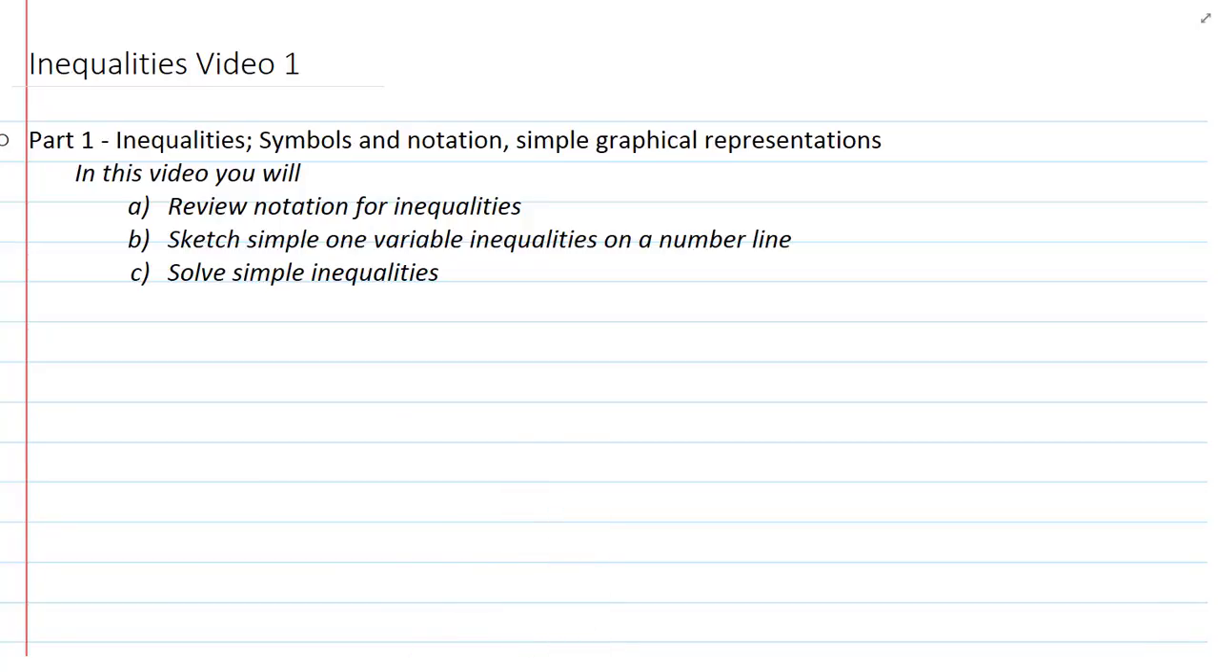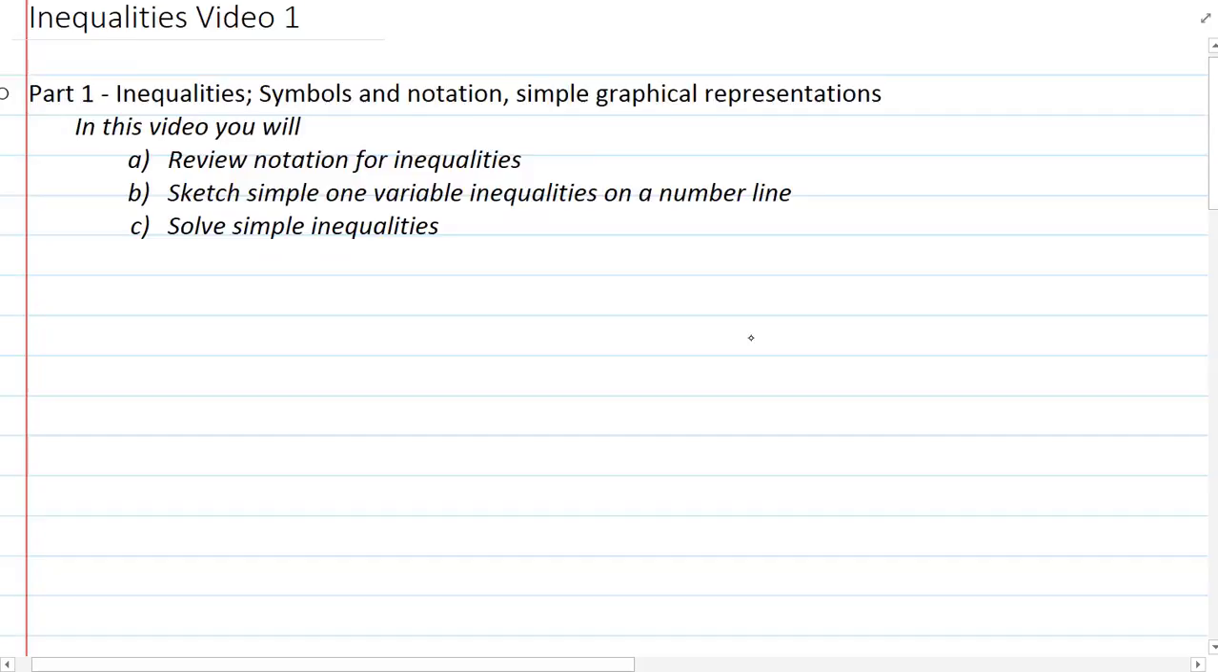In this video we'll be exploring the idea of inequalities, some symbols and notation, and just some simple one-dimensional graphical representations. First of all, inequalities will seem a little bit different, and there are a couple of things that are a bit different. Basically, you're dealing with equations, and the rest just falls in place from there. So let me show you first of all the symbology.